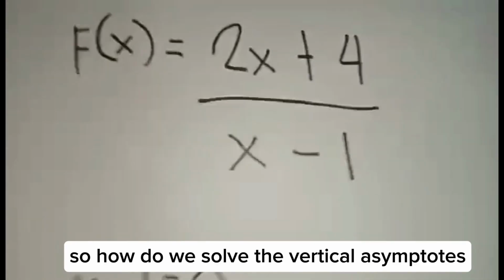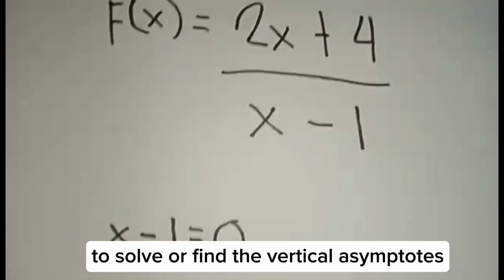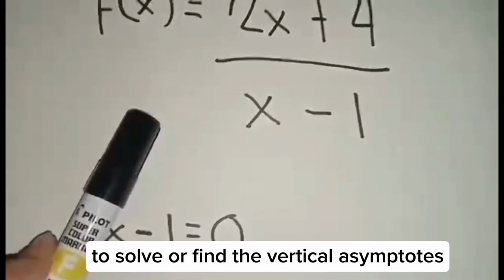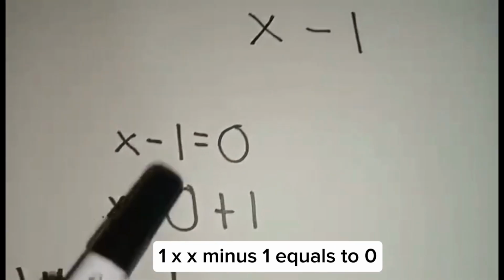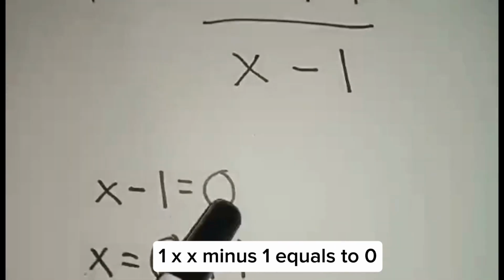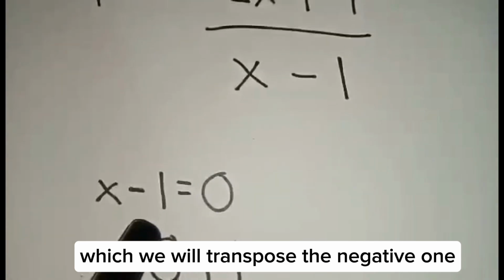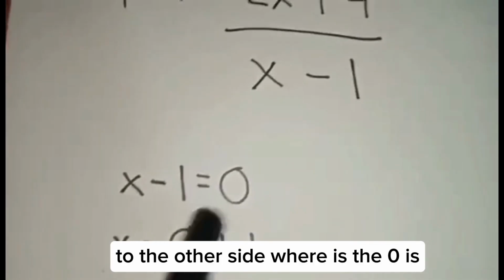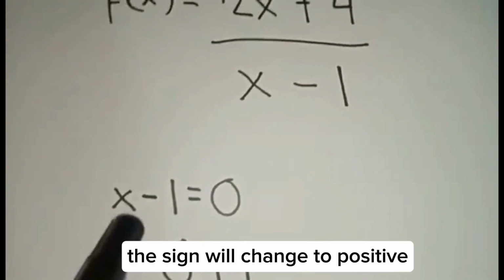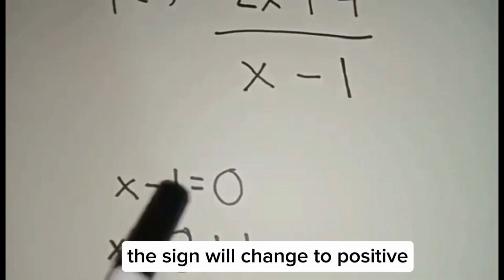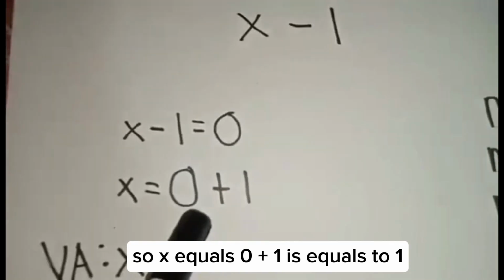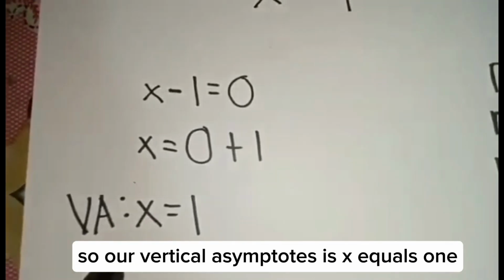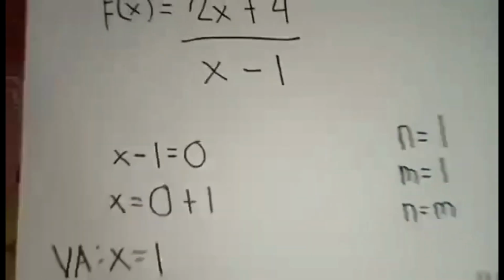So how do we solve the vertical asymptote? To find the vertical asymptote, we will set the denominator equal to 0, like this: x minus 1 equals 0. After that, we will transpose the negative 1 to the other side, where the 0 is. After transposing it, the sign will change to positive. So, x equals 0 plus 1, which is 1. So, our vertical asymptote is x equals 1.